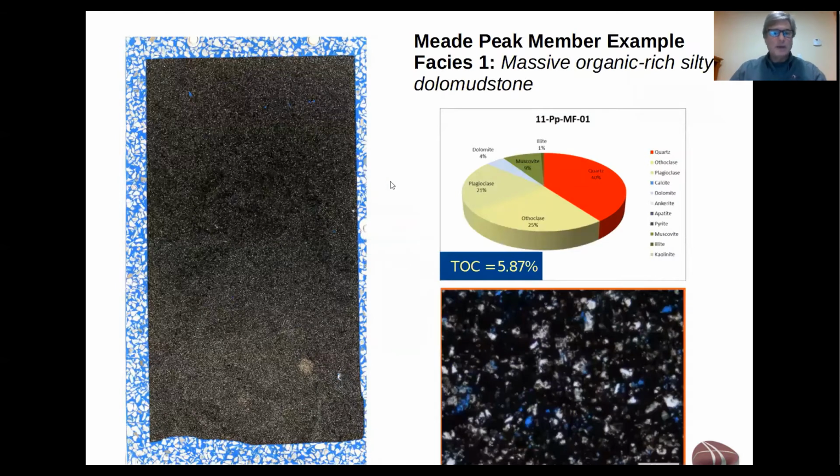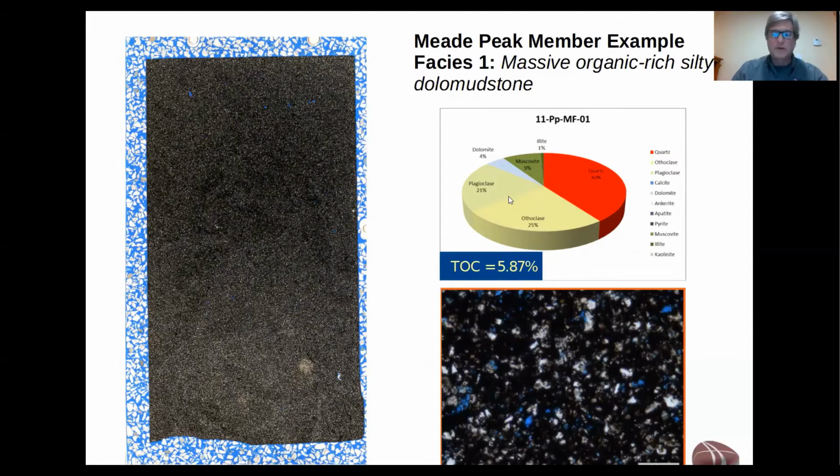Here's what the Mead Peak looks like in thin section. This is just a scanned thin section of the Mead Peak, a little close-up plane polarized light image of that facies. You can see a scale bar here at 100 microns, and then some simple XRD mineralogy that we acquired at AIM Geoanalytics. This particular sample is an example of massive organic-rich silty dolomudstone. So there is a little bit of dolomite in the sample.